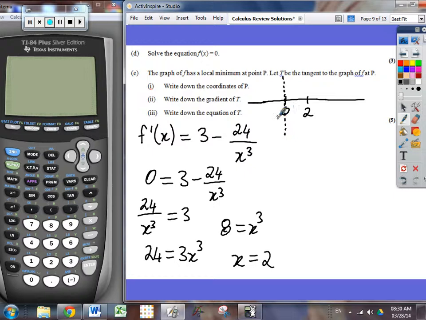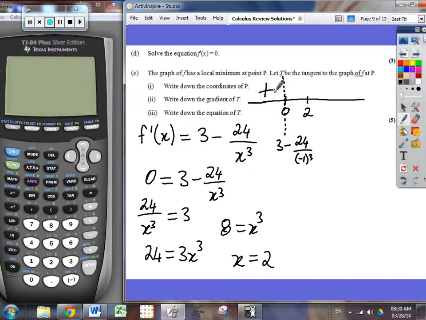Let's test something to the left of 0 to see whether I'm increasing or decreasing in that region. So I'll put in negative 1. If I substitute in negative 1 here, so 3 minus 24 over negative 1 cubed, if I evaluate that, I'll end up getting a positive value.